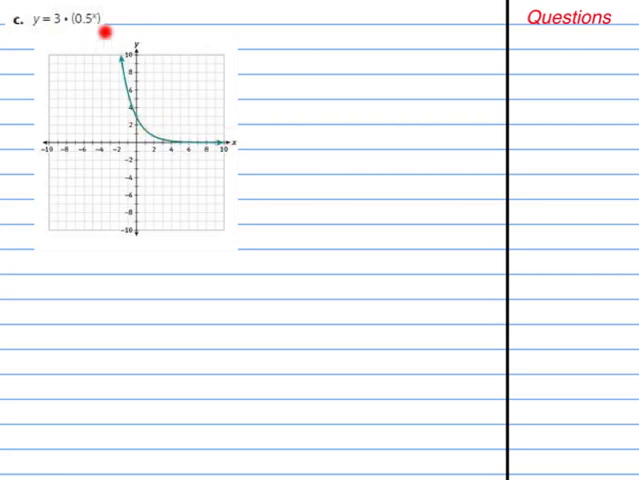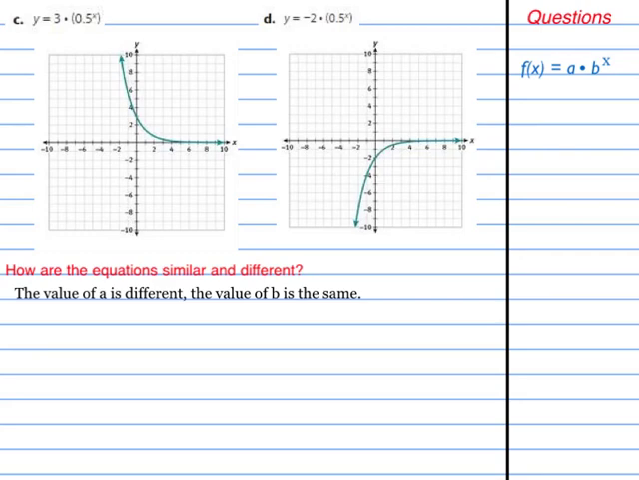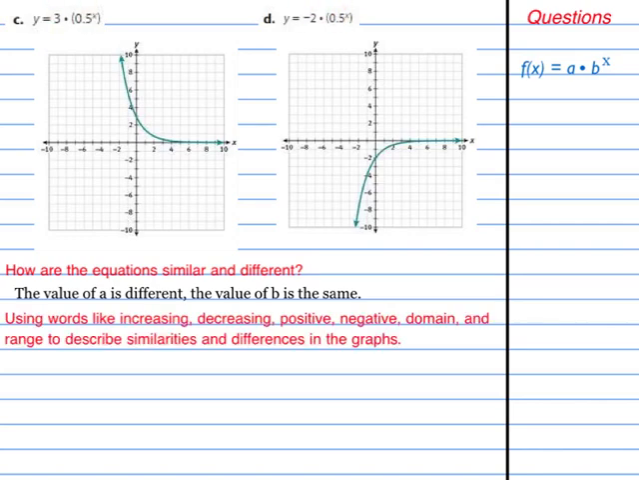So let's look at two more functions. Here I have y equals 3 times 0.5 to the x power. And here's my graph to go with it. And then I have y equals negative 2 times 0.5 to the x power. And here's my graph that goes with it. Once again, remember your exponential function, what a would tell you and what b would tell you. So talk to me about how these equations would be similar or different. So we notice that the value of a in each function is going to be different, whereas the value of b is going to be the same. So using words like increasing and decreasing, positive, negative, domain, and range, describe similarities and differences in the graph.